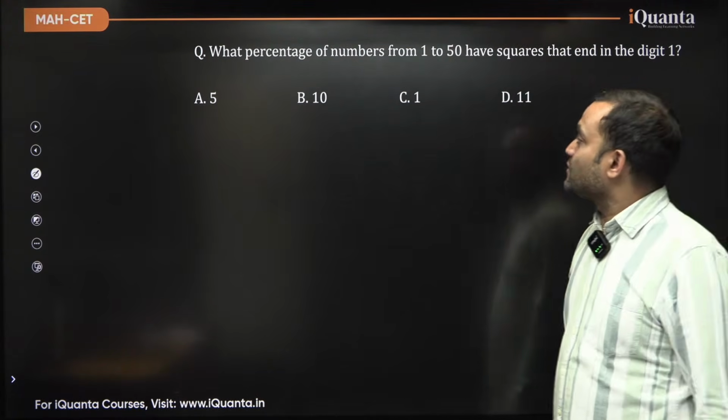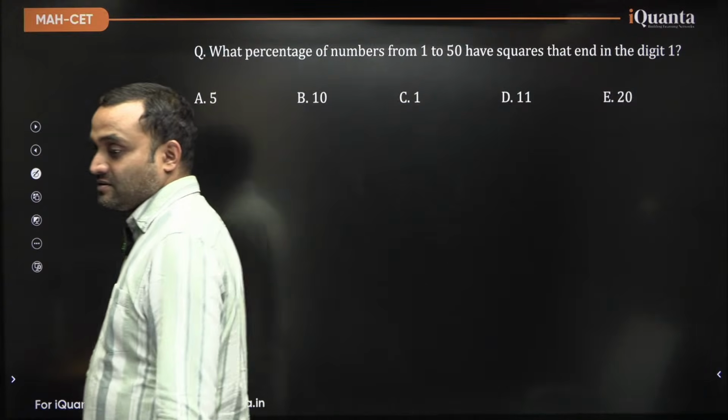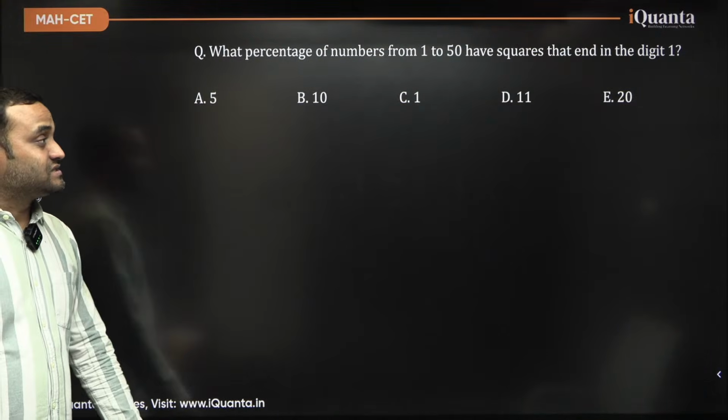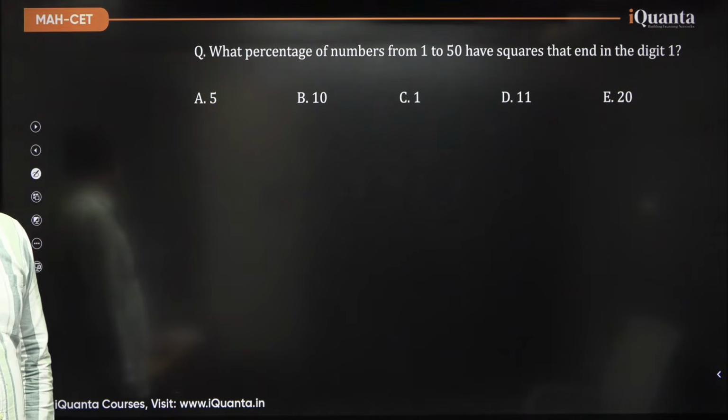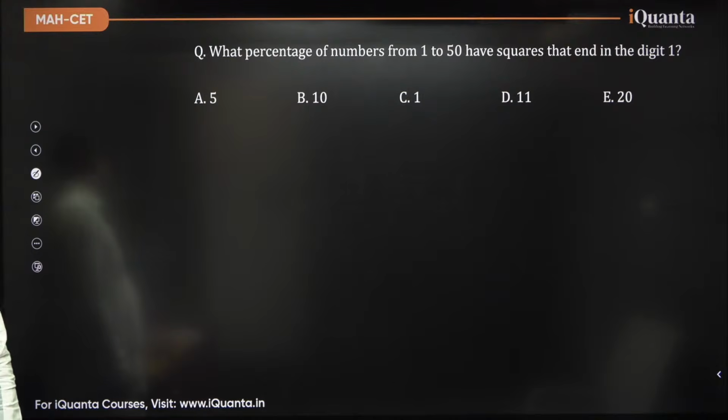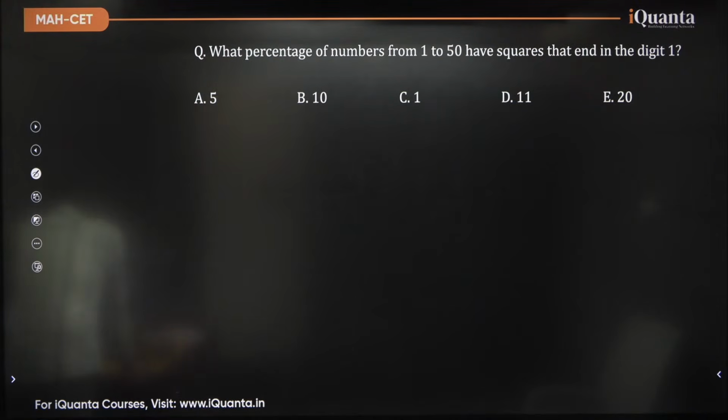What percentage of numbers from 1 to 50 have squares that end in the digit 1? Okay, for that you need to understand what kind of numbers, when squared, give us a unit digit of 1.